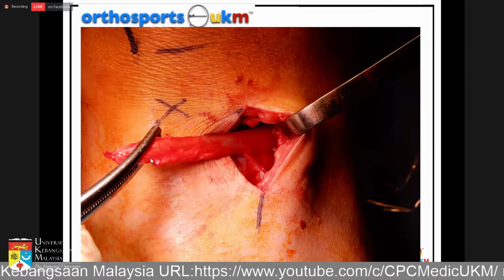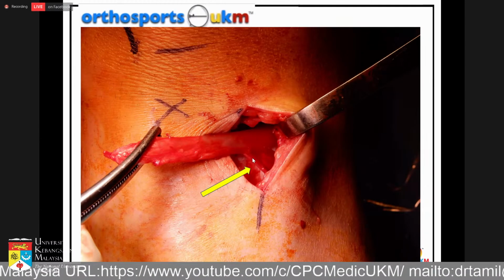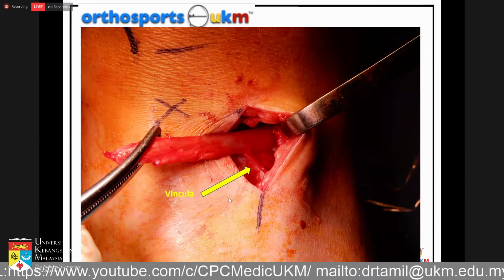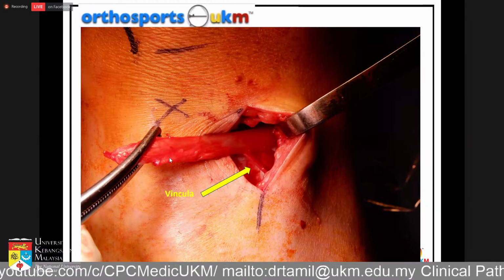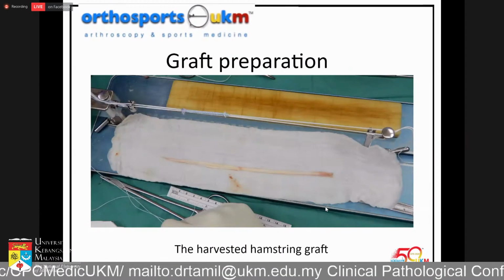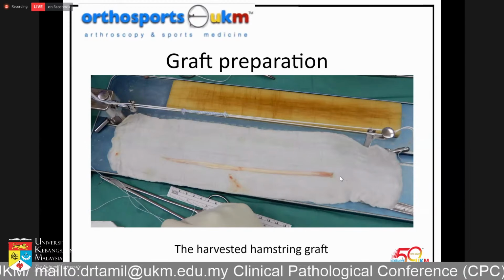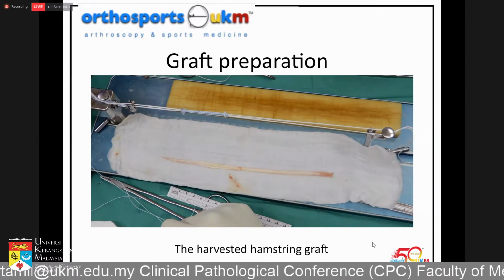When we harvest this graft, as you can see, this is the vincula. Vincula is the blood supply to the tendon. So when we take the graft, we need to ligate this. So this is the example picture of a harvested hamstring graft. As you can see, it is long and it is tubular.